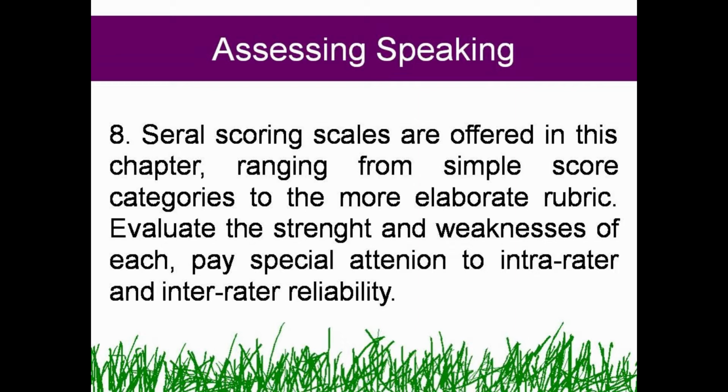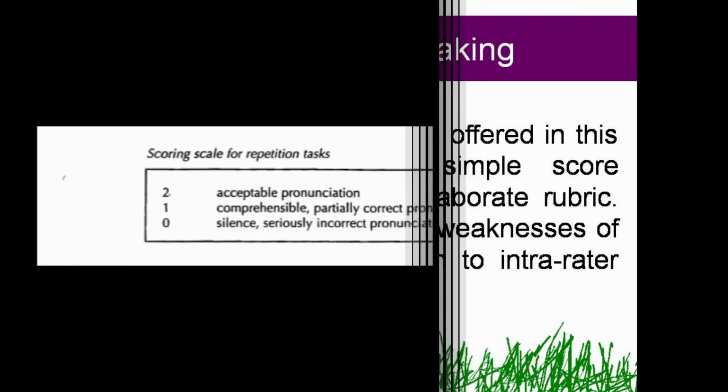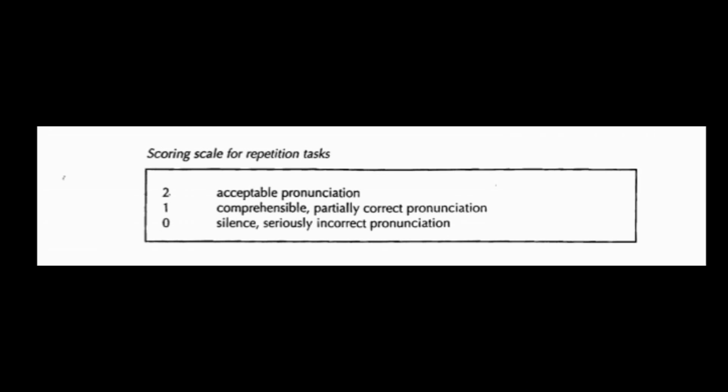A common form of scoring simply indicates a 2 or 3 point system for each response. Simple score categories 2, 1, or 0 are used for repetition tasks as written in this chapter. 2 is given for acceptable pronunciation. 1 is given for comprehensible and partially correct pronunciation. 0 is given for silence and seriously incorrect pronunciation.